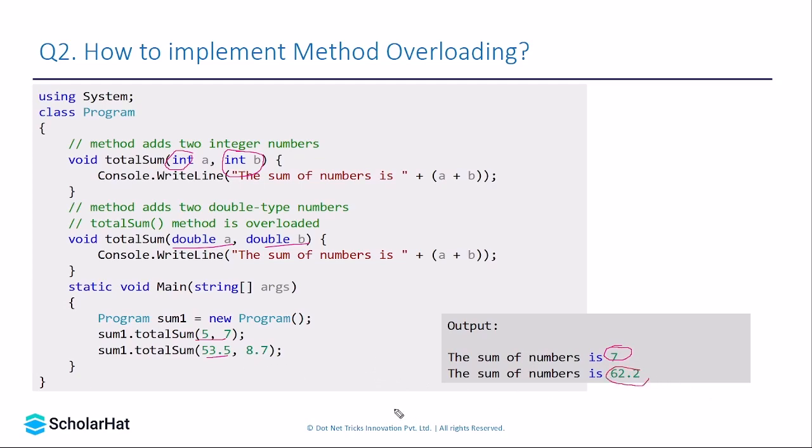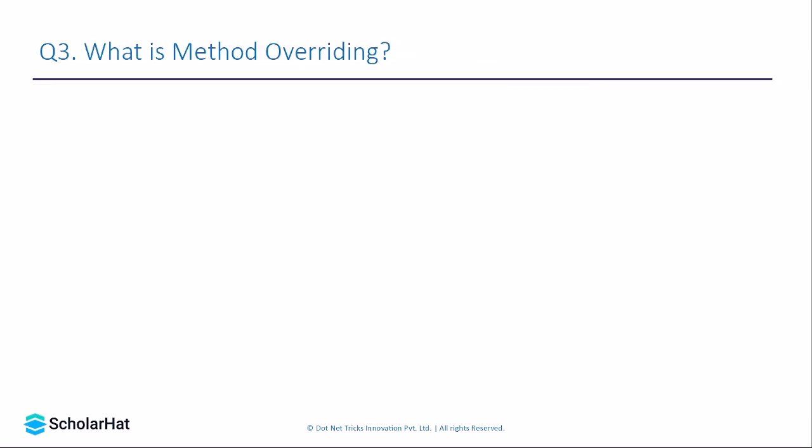So this is how method overloading works in C Sharp, and it is also termed compile time polymorphism. Please make sure that you remember this concept: compile time polymorphism and method overloading are one and the same thing. Now let's move to method overriding.